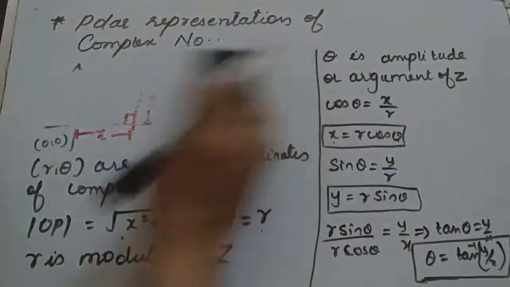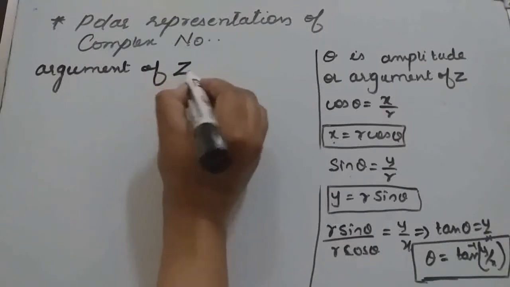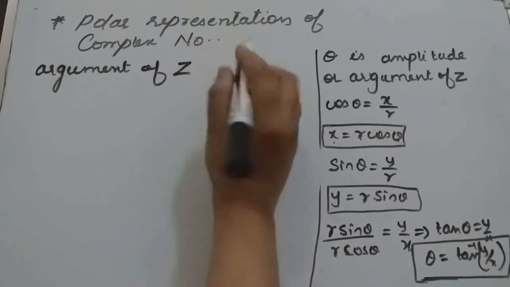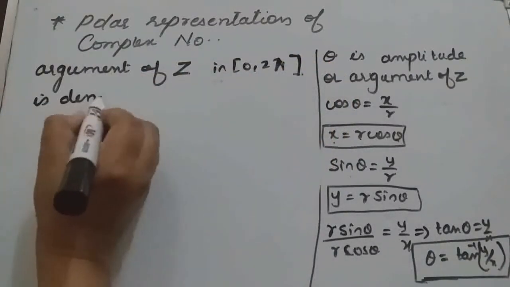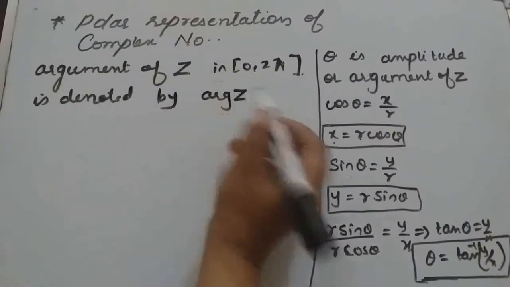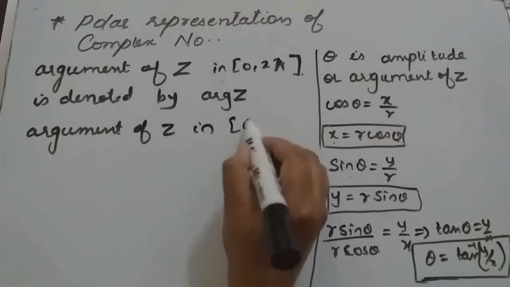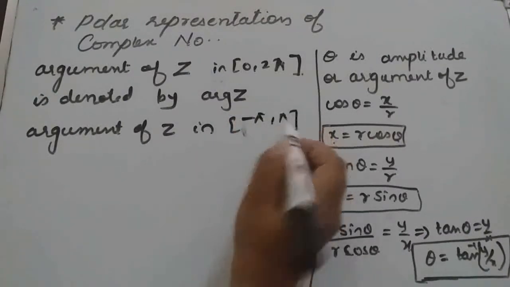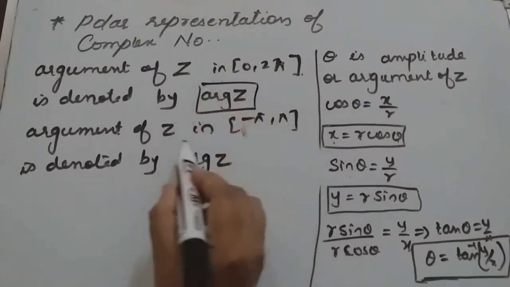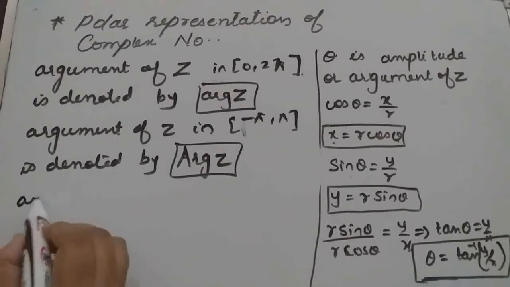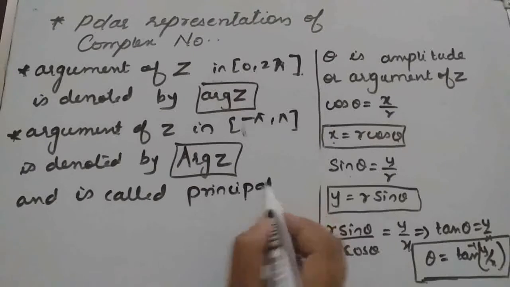Now the argument of z in the interval 0 to 2 pi is denoted by arg z. And the argument in minus pi to pi is denoted by Arg z, and this argument is called the principal argument.